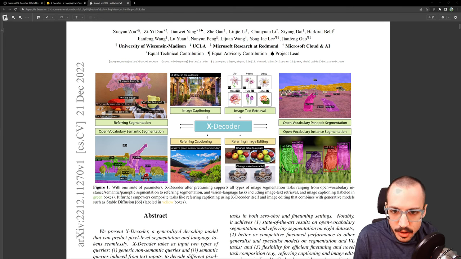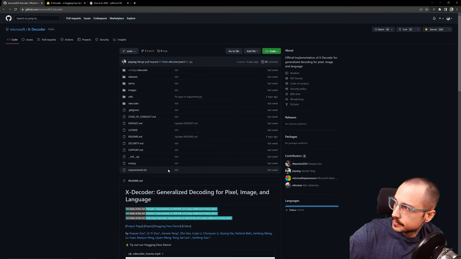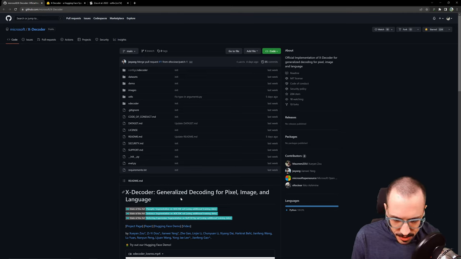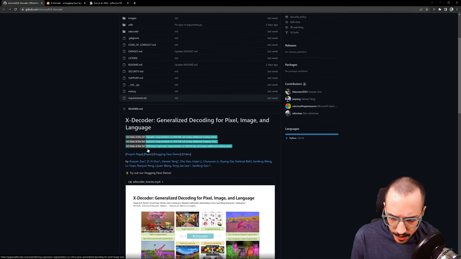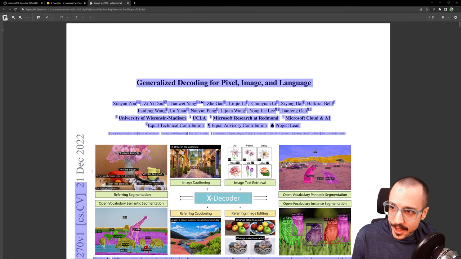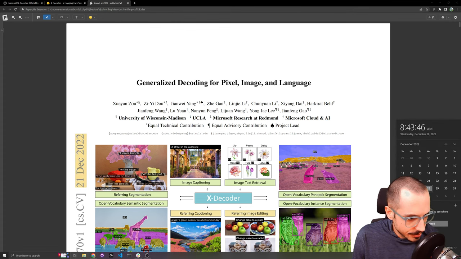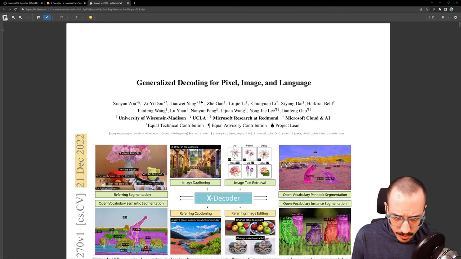Welcome back to another stream here. Today we are looking at a paper and a GitHub repo for X-Decoder. This is generalized decoding for pixel, image, and language. It has a bunch of state-of-the-art badges here, and it's relatively recent work, right around a week old. It's coming out of Microsoft Research, Microsoft Cloud and AI, so I guess a different branch of Microsoft there, as well as two universities, University of Wisconsin-Madison and UCLA.